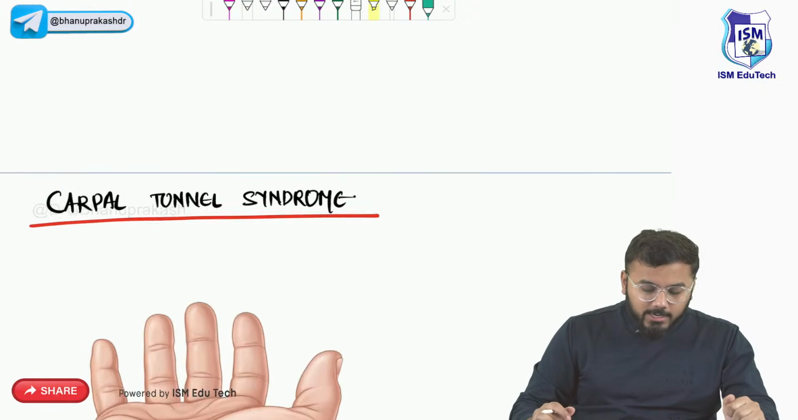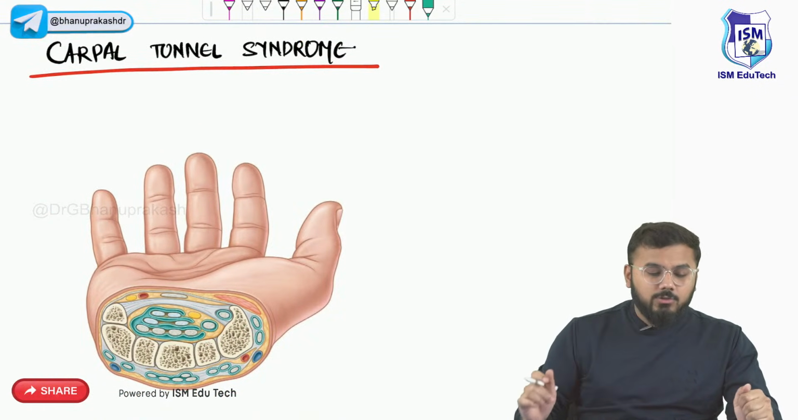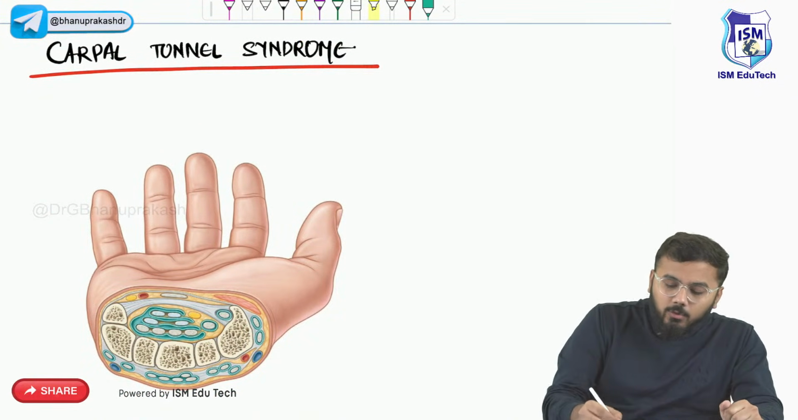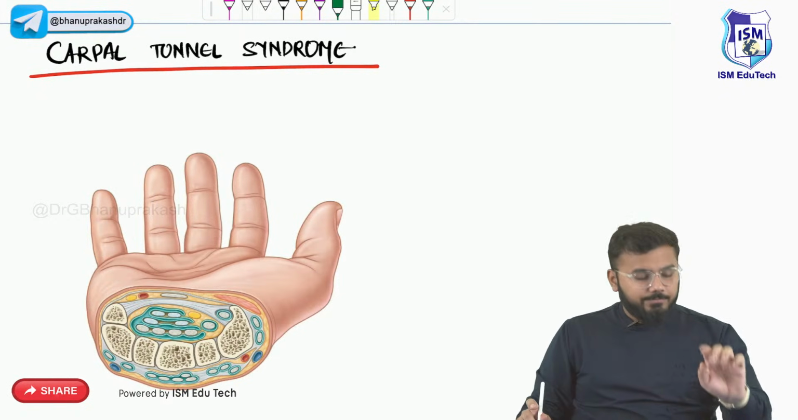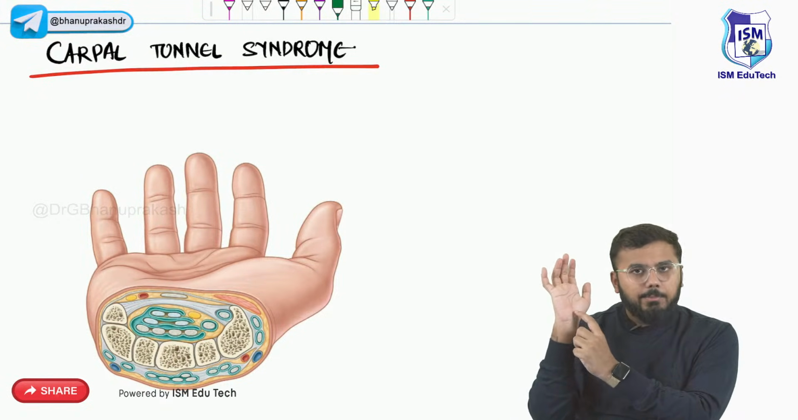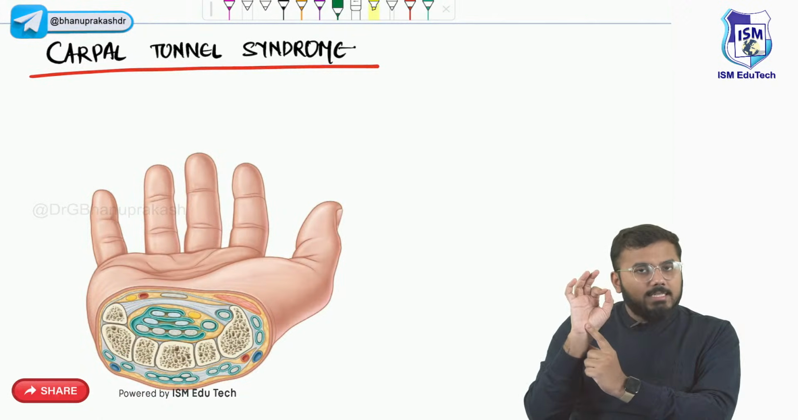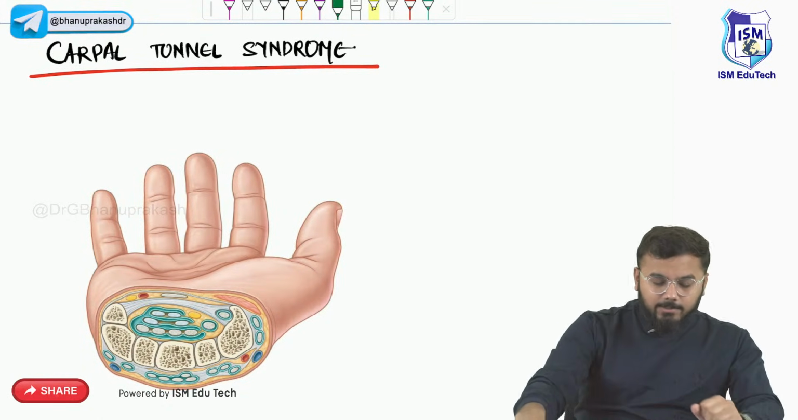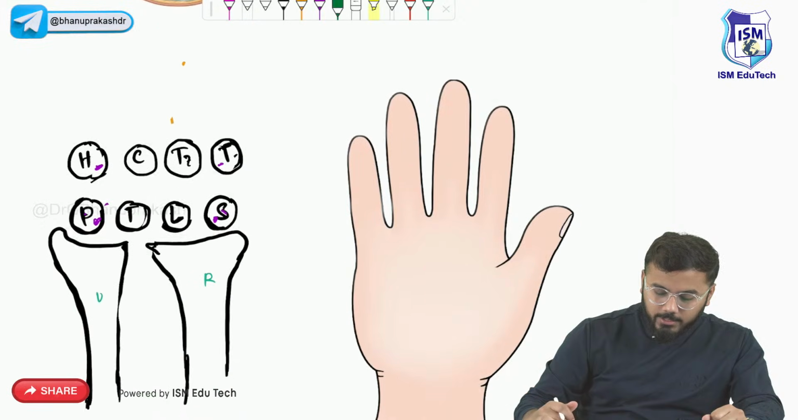Very good. Now let us move on to the next important topic, that is your carpal tunnel. Whenever you are looking at the carpal tunnel, first of all, it is located here, the carpal bones, right? So what is exactly carpal tunnel? Look here now.